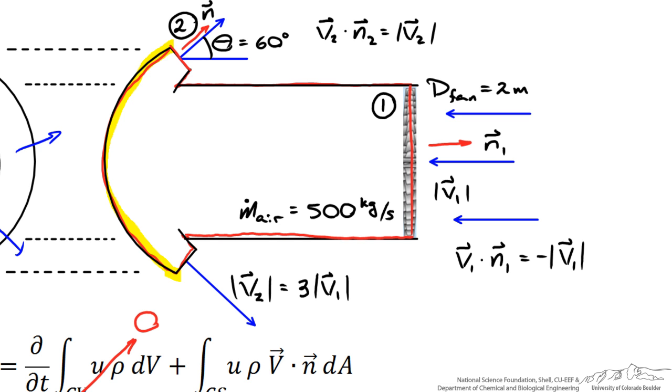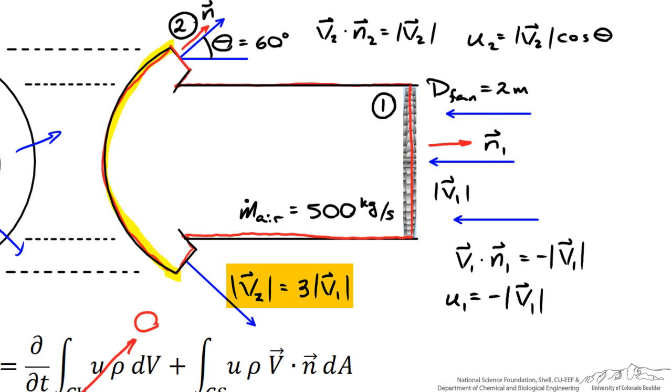What we also need to find are the x components of the velocity at locations 1 and 2. In this case, the velocity v1 is acting only in the negative x direction. So u1 is equal to negative the magnitude of v1. In area 2, u2, the x component, is acting in the positive v2 direction. But we need a cosine theta in there to account for the fact that only some of the air velocity is acting in the x direction. And because v2, the magnitude of the velocity, is 3 times the magnitude of the velocity entering the fan, we can make that substitution right now and say that u2 is equal to 3 times the magnitude of v1 cosine theta.